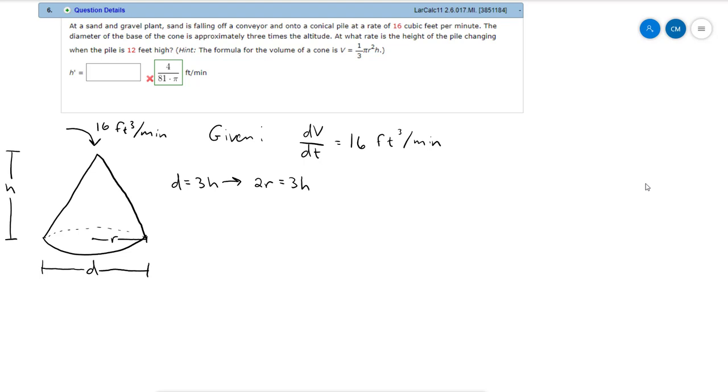What we're asked to find here is the rate at which the height of the pile is changing. So what we want to find is dh/dt when h is equal to 12.